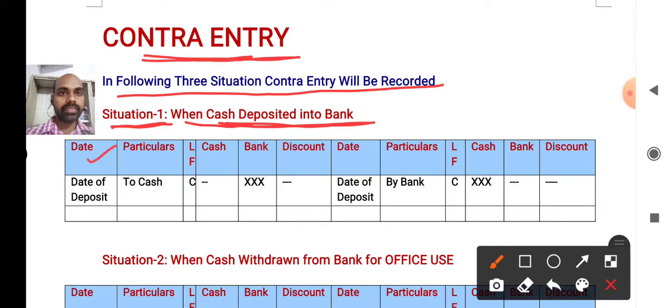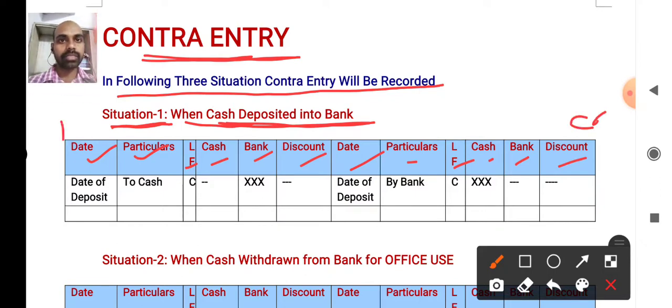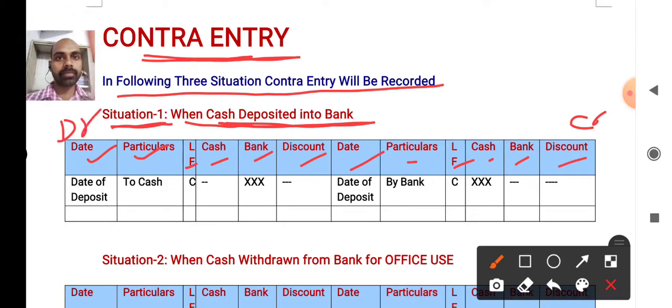Date, particulars, LF, cash column, bank column, discount column; date, particulars, LF, cash, bank, discount. This is the credit side and this is your debit side. So, debit side, credit side, two sides.